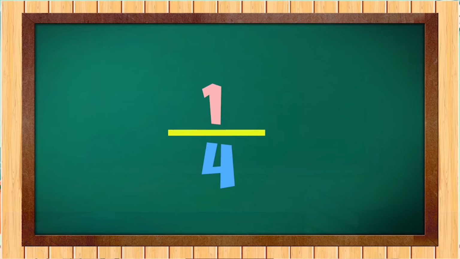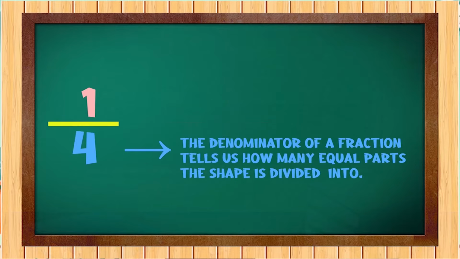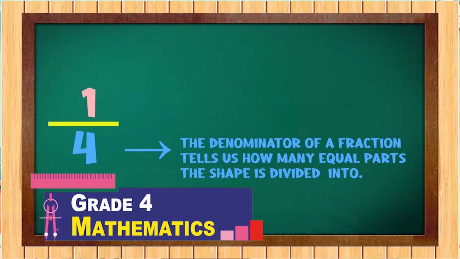With that being said, let's move on to discuss the various parts of a fraction. A fraction has two main parts, the numerator, which is the top number, and the denominator, which is the bottom number. And those two numbers are separated by a vinculum line. Now, let's discuss the denominator. The denominator of a fraction tells us how many equal parts the shape is divided into.